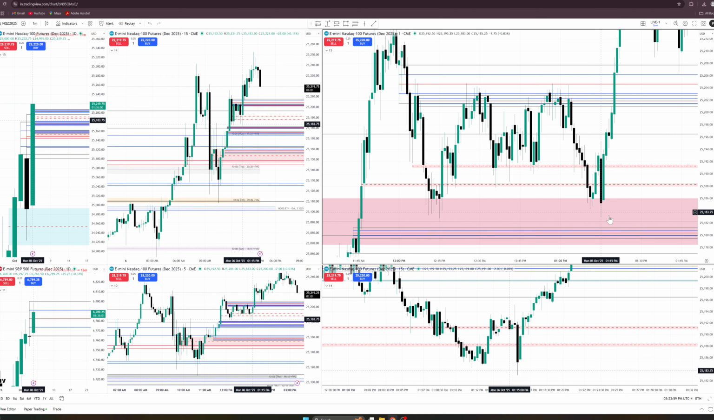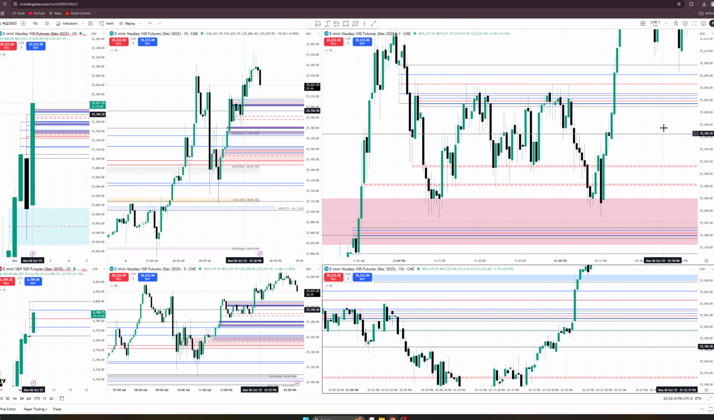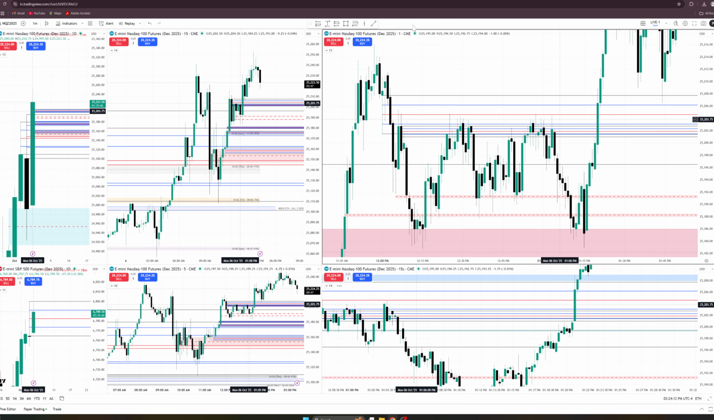So this is the reaction we should be looking for around PDRS, ICT PDRS. Once we had this reaction, then we could have gone long on this candle, and the target would have been these equal highs and this swing high.